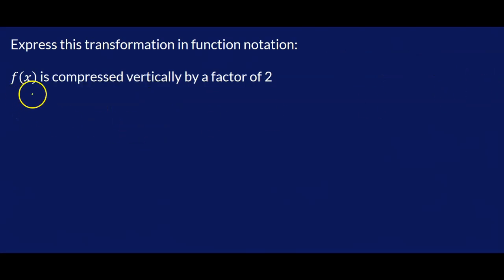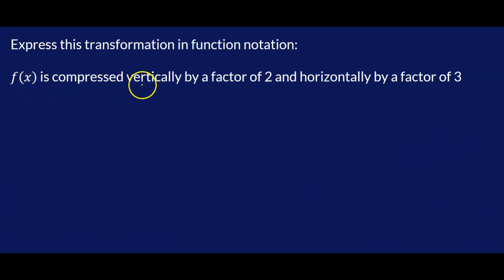Next example, f of x is compressed vertically by a factor of 2. It's going to be a factor of 1 over 2 if it's a vertical compression. So it's going to be f of x to 1 over 2 f of x. So this is a vertical compression.